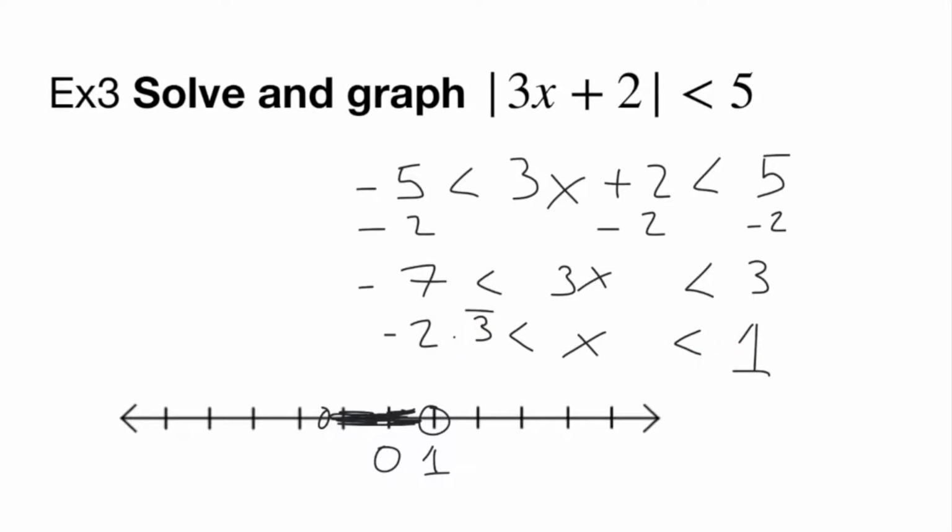And then here, you can see we're on a number line. We have open dots because these are less than, not less than or equal to. And you shade everything that's inside, in the middle. You don't shade the outside parts because x is everything that's in between 1 and negative 2.3 repeating. This circle is at negative 2.3 repeating.